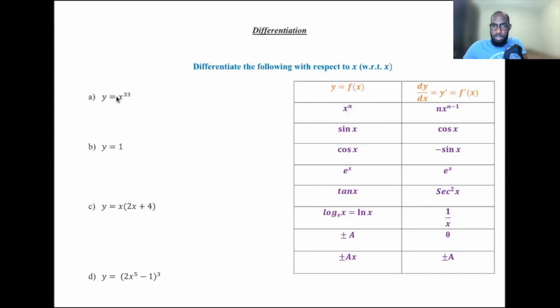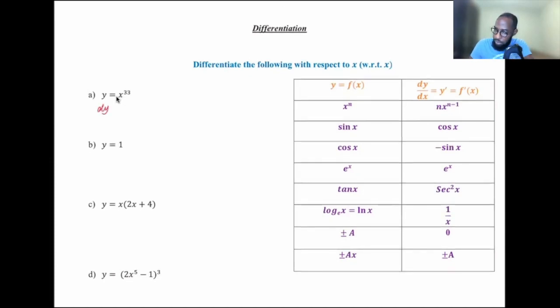So let's look at this question here. If you differentiate y, we will simply say dy dx is equal to 33 times 1 is 33, and we put x to the 32. Where do you get 32 from? 33 minus 1 is 32.